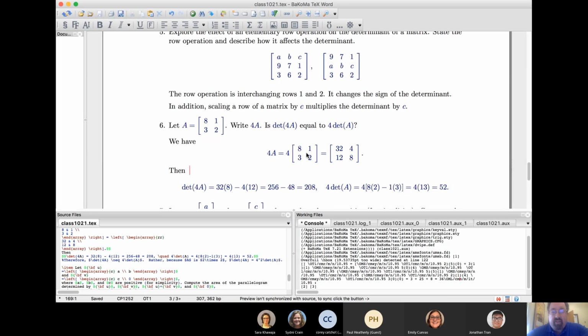But on the other hand, what about this? Taking the determinant of A and multiplying it by 4. So that means taking the determinant of this, so 8 times 2 minus 1 times 3, and then multiplying that by 4, and we get 52. So these are not the same.